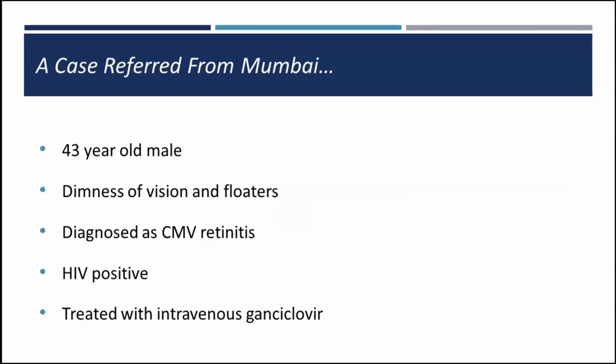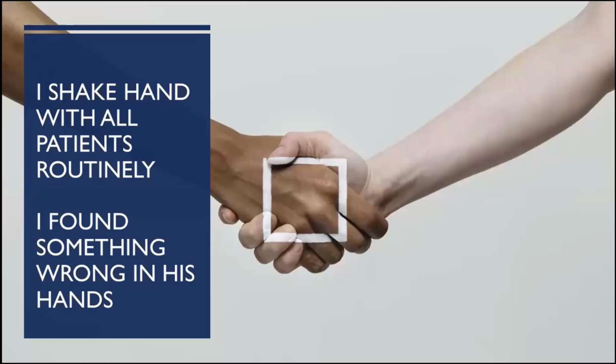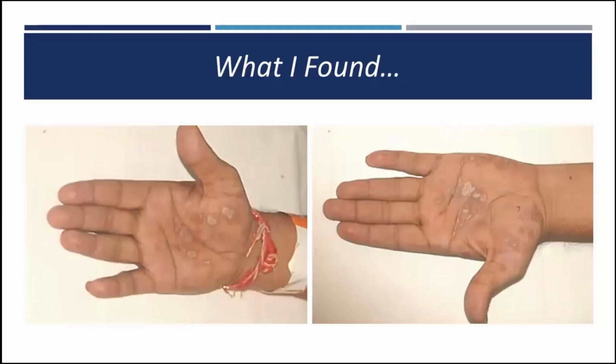I give this example: a 43-year-old male, dimness of vision and floaters, diagnosed as CMV retinitis, HIV positive, treated with intravenous ganciclovir. I used to shake hands with the patients routinely before the COVID era, and now I don't do that. But I found something wrong in his hands that time. What was in that hand? It was a scaly rash in the hand, and I could make the diagnosis before seeing the patient itself.